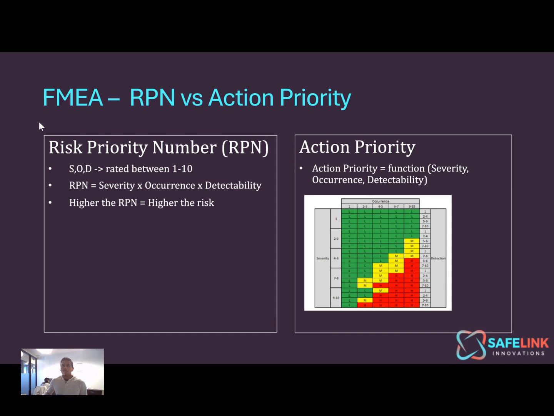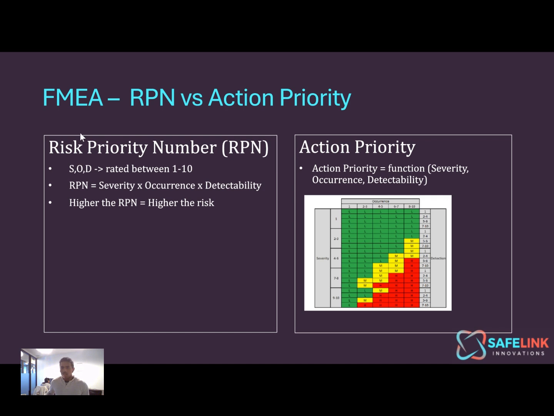The risk priority number is calculated based on three parameters: severity, occurrence, and detectability, which is severity of the failure mode, probability of occurrence of the cause, and detectability of the effect. Severity, occurrence, and detectability are rated on a scale of 1 to 10. The RPN is calculated as a product of severity, occurrence, and detectability, so it's a simple calculation. Higher the RPN, higher the risk. So an RPN of 100 is considered higher risk than something with an RPN of 80.